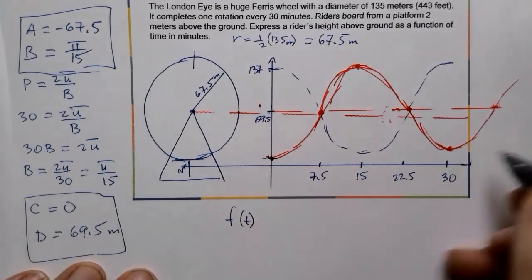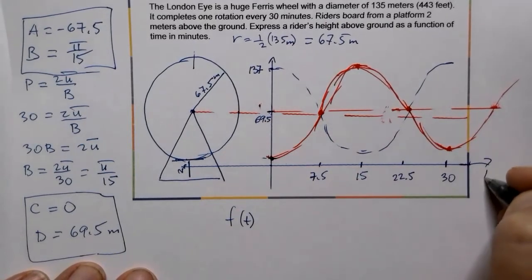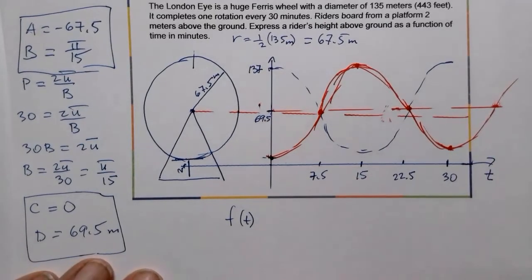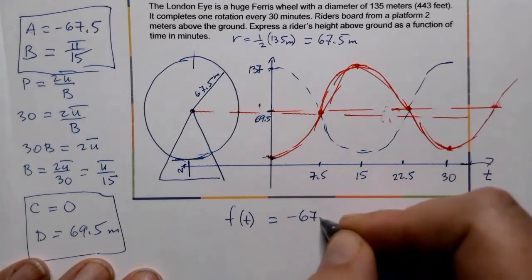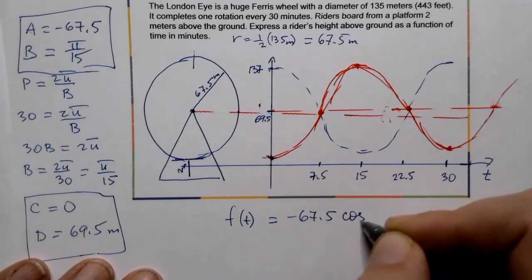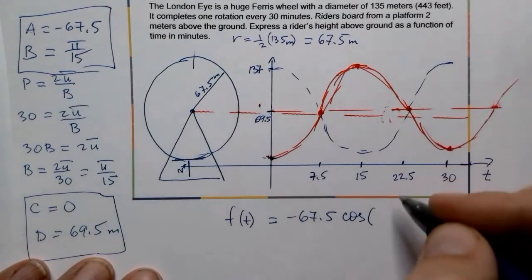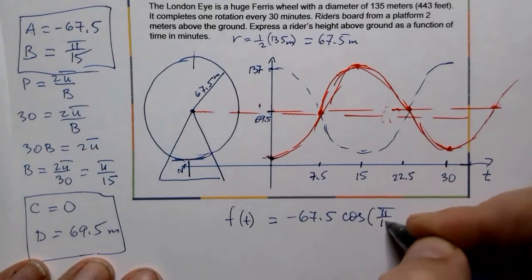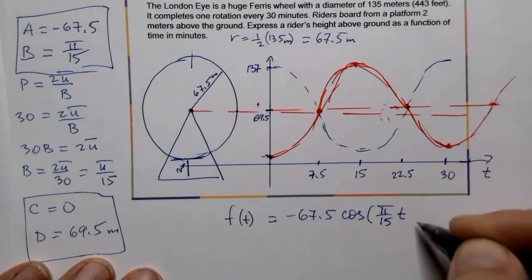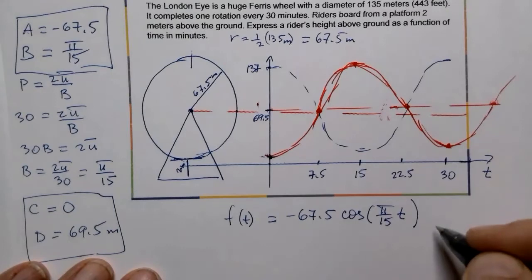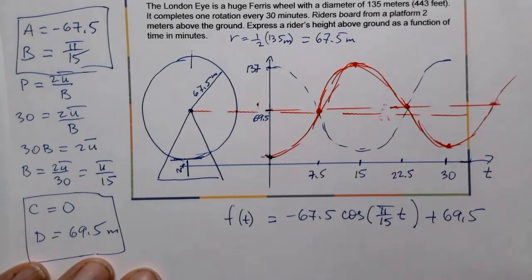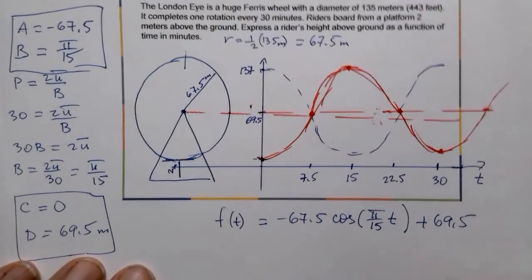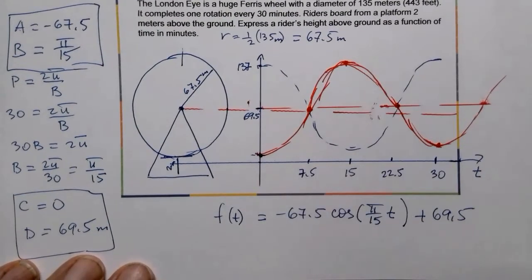And this is a function of t, where t represents time. Okay, so we have negative 67.5 cosine of pi over 15 times t, C is 0, plus 69.5. All right, so this is the function that will model the height above the ground.